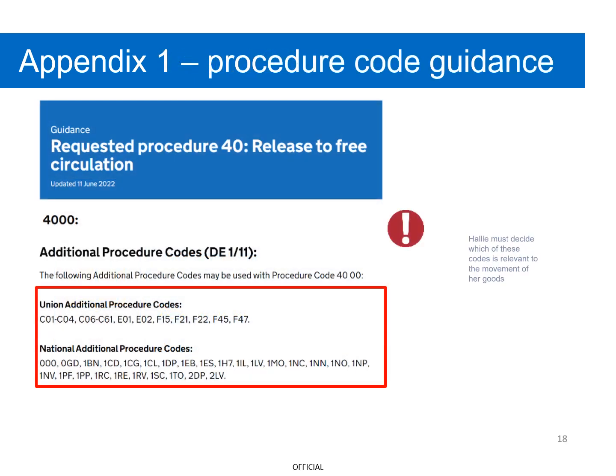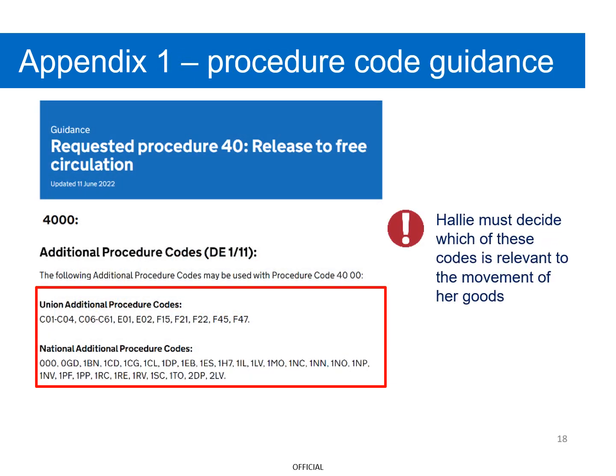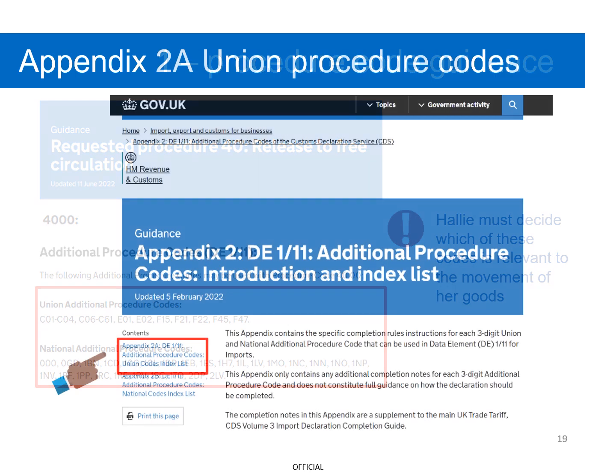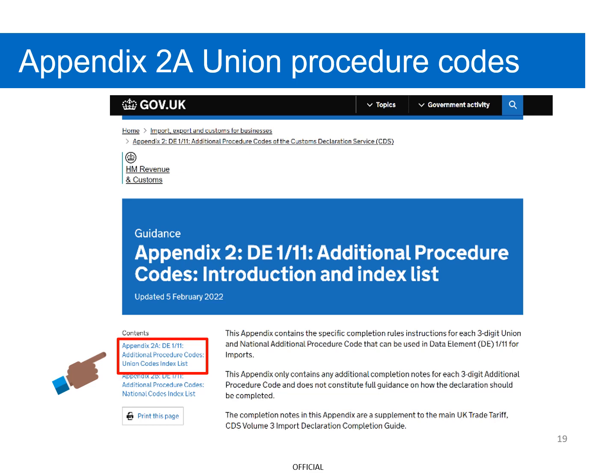Hallie needs to identify the additional procedure codes she identified in step 4, for example C01, and then decide whether they are relevant to her goods. To do this, Hallie needs to work through both Appendix 2A and 2B. She starts with Appendix 2A and selects the hyperlink.